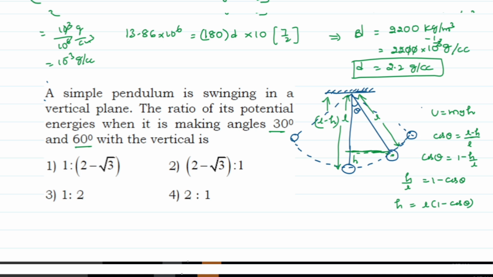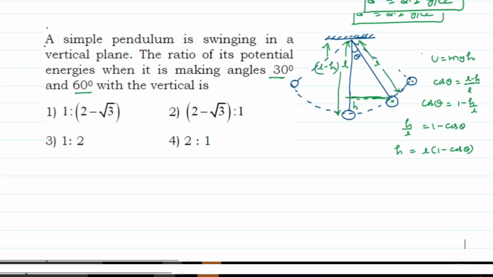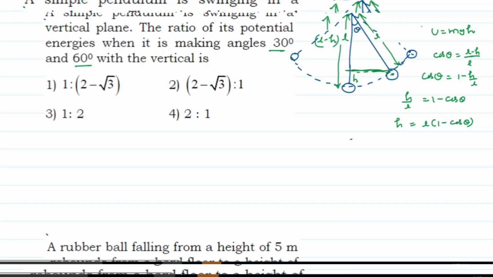This is the vertical height which is rising, and the potential energy formula is U equal to m into g into h. There you have to substitute. So U equal to m into g into h is nothing but m g L into 1 minus cos theta.